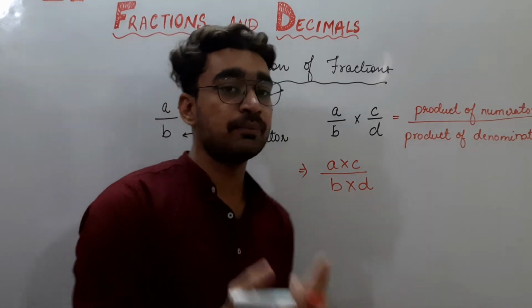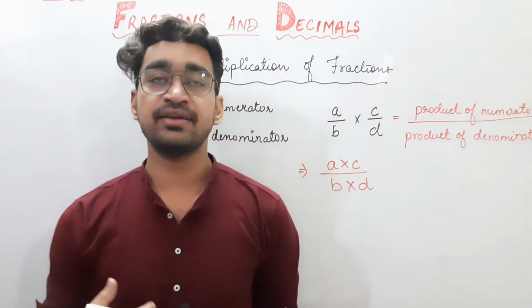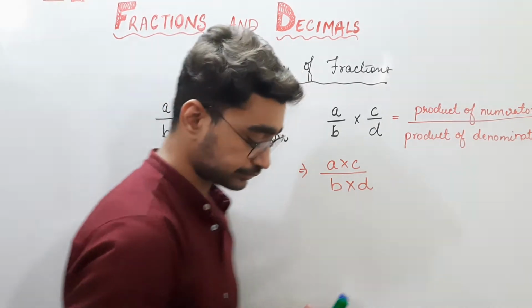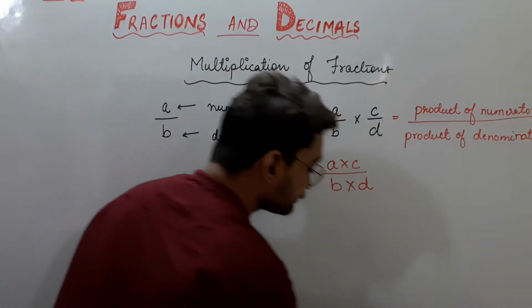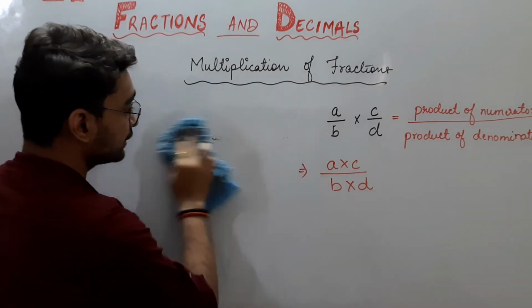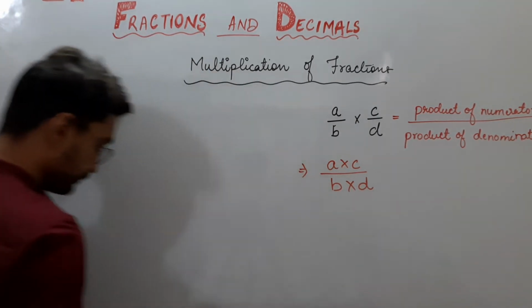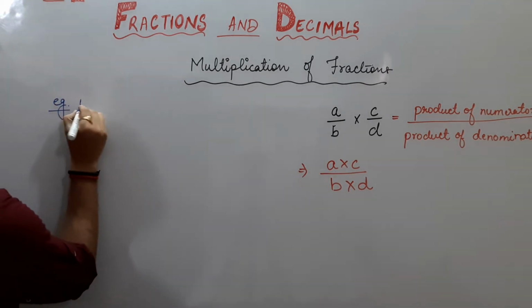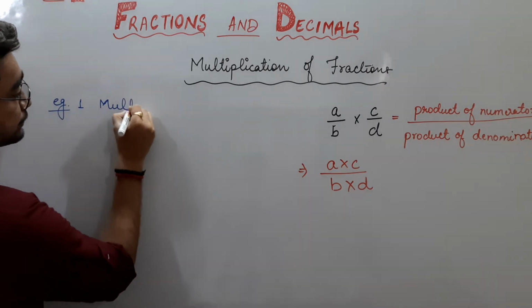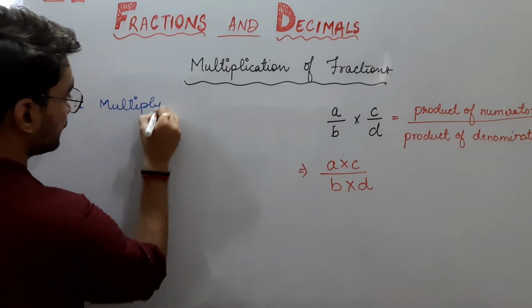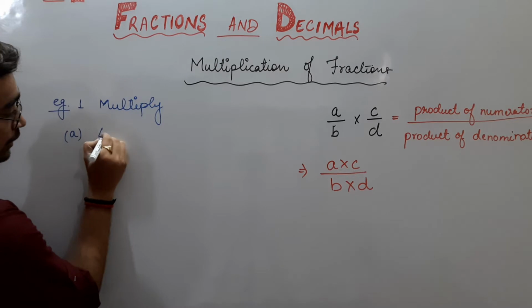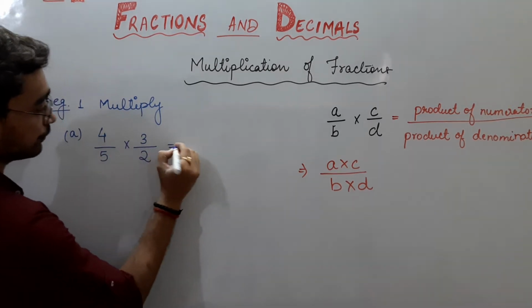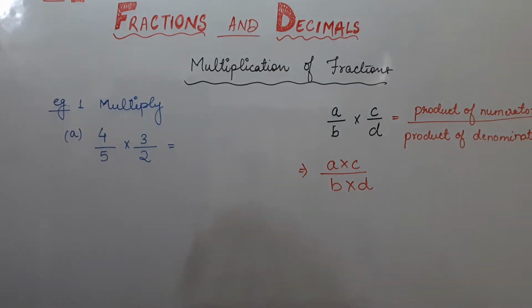First we will learn the basic rules, how to do it. Then I will try to make it easier for you by teaching you one trick. Okay, so now let us take some examples here. That is example number 1. Multiply 4 by 5 into 3 by 2.